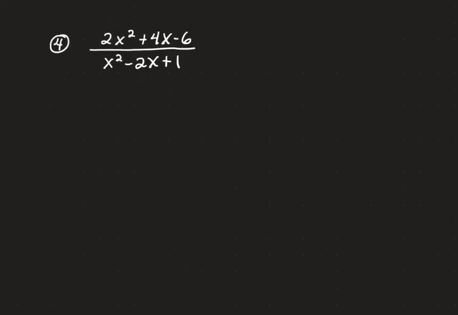Let's take a look at this ratio. We have 2x squared plus 4x minus 6. Looks like there's a greatest common factor of 2 up there. What about the denominator? Is there a greatest common factor amongst those three terms? No. But let's go ahead and remove that greatest common factor in the numerator, leaving the denominator as it is.